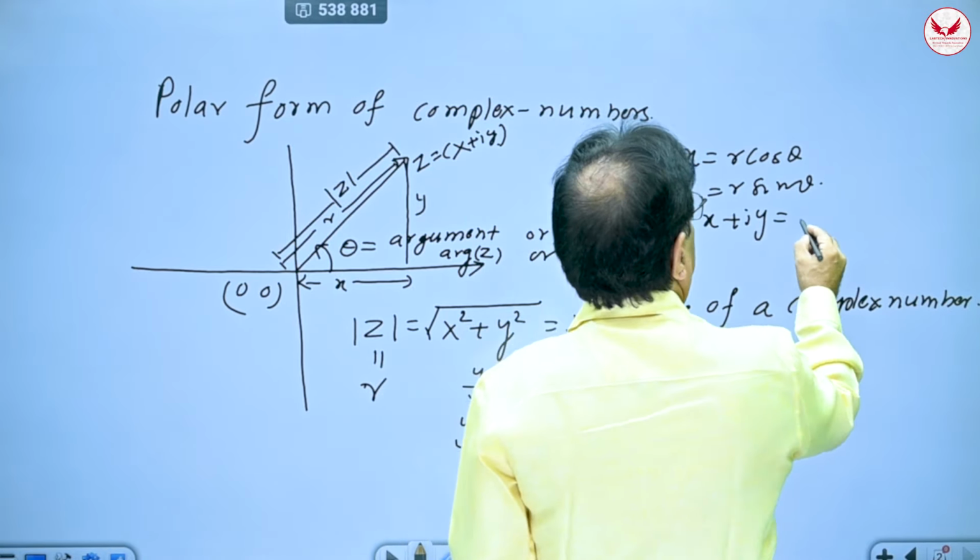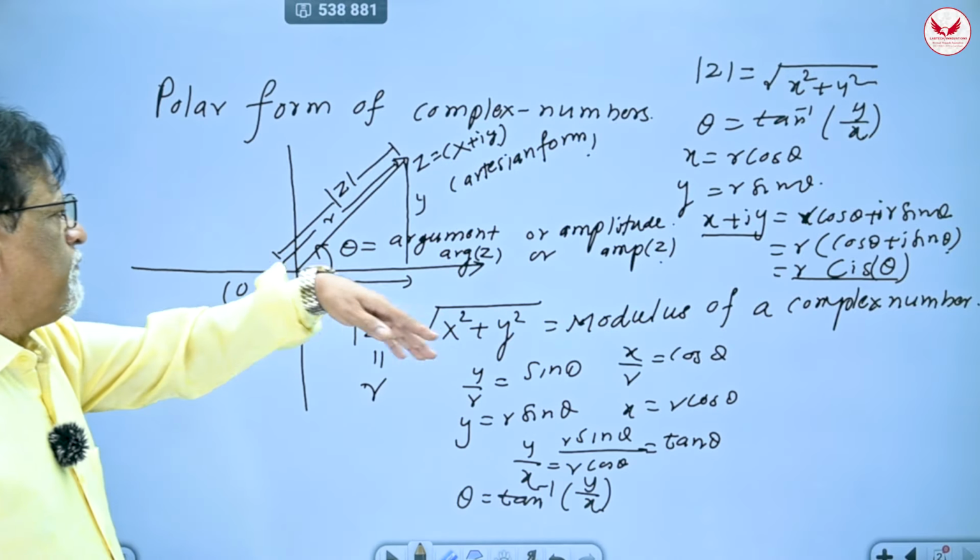So now this is how the complex numbers can be represented. This is called Cartesian form, and this is called polar form. So this is Cartesian, this is polar. So we can always convert from one to another.